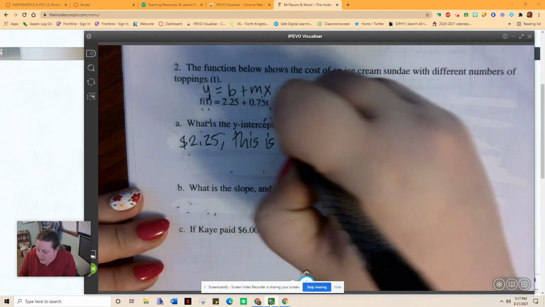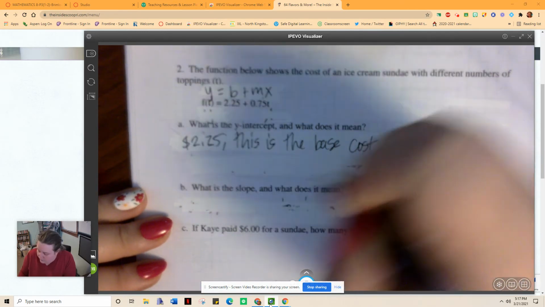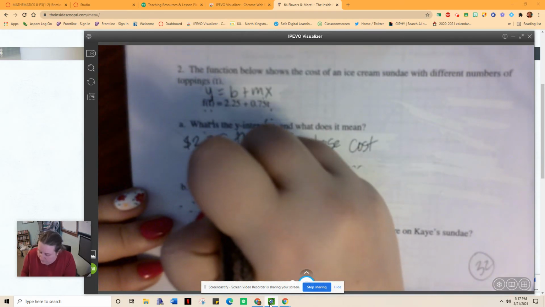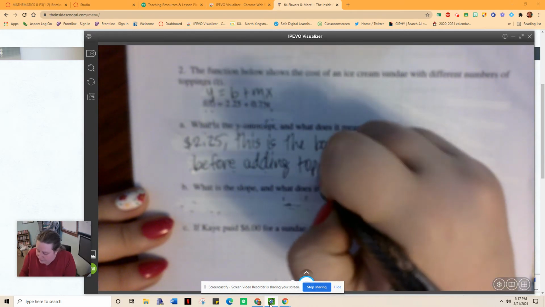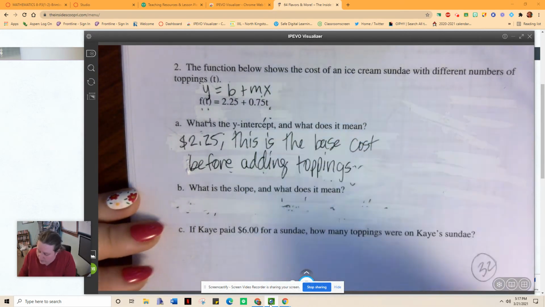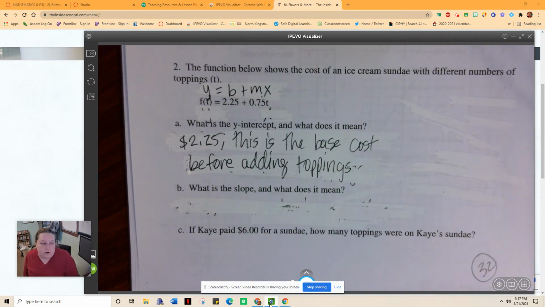This is the base cost before adding toppings, okay? So I would have to pay $2.25 for my sundae wherever the store is, and then we would add as many toppings as we wanted.